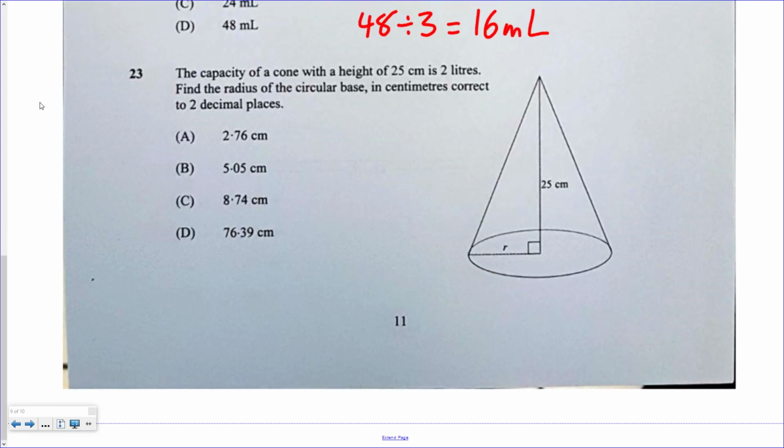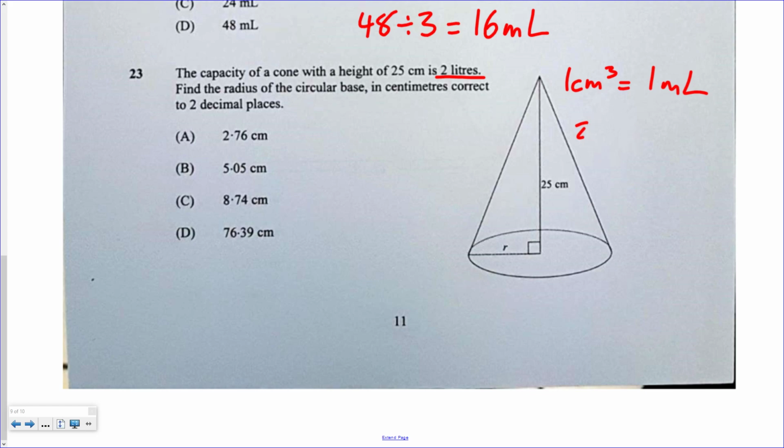Going to question 23 now. This is also a fairly tricky question. We're told that the capacity of the cone, which is basically the same as the volume, is 2 liters. Seeing that our measurements are in centimeters though, we know one of the conversions is 1 centimeter cubed equals 1 milliliter. So why don't we change these 2 liters that we have here?